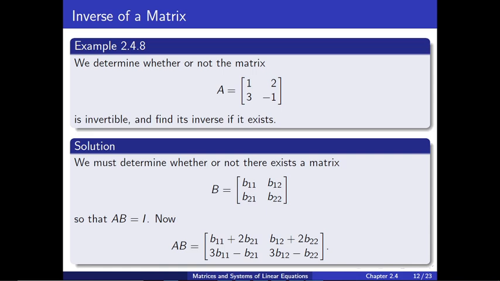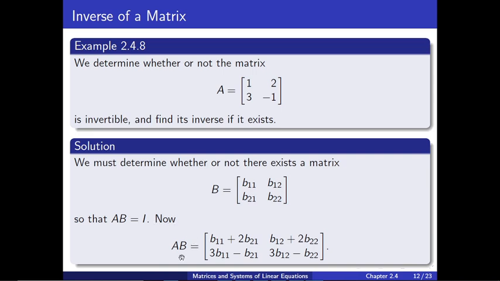Example 2.4.8 says we determine whether or not the matrix A, which is 1, 2, 3, minus 1, is invertible, and find its inverse if it exists. So what we are trying to do is to determine whether or not there exists a matrix B, which is B11, B12, B21, B22, such that AB is equal to I, the identity matrix.